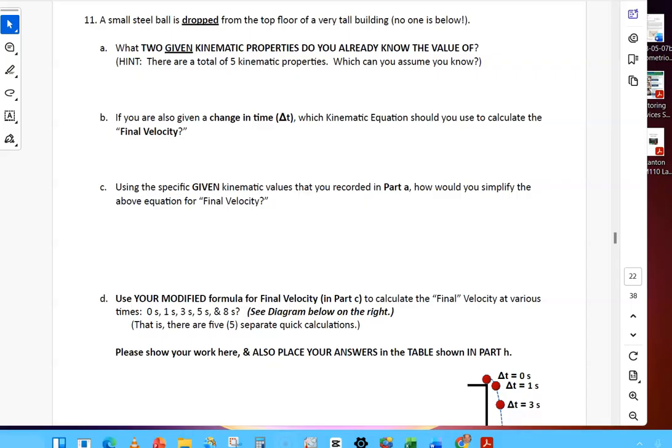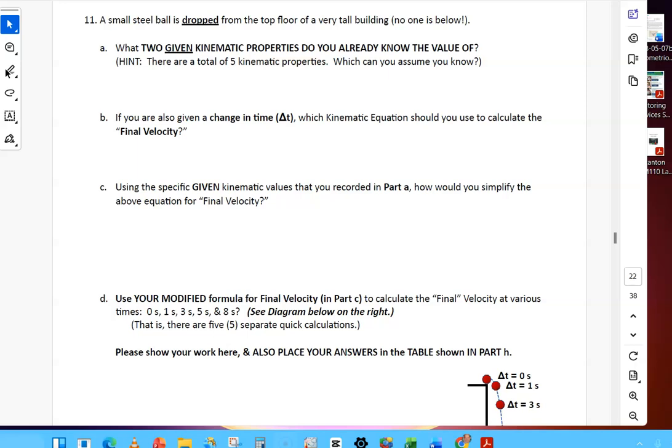In this section, we're going to continue with vertical kinematics problems, specifically those problems involving the simple drop of an object from some tall height. So the problem says a steel ball is dropped from the top floor of a very tall building. No one is below. All right.